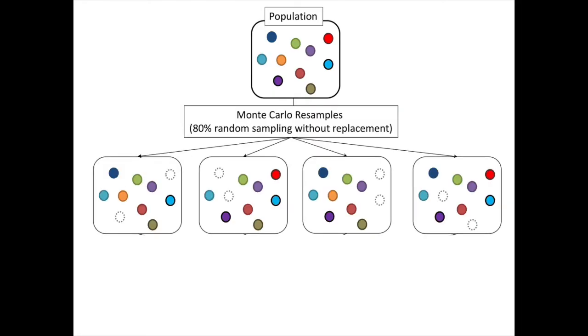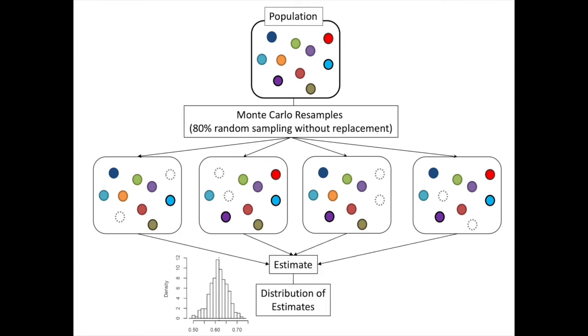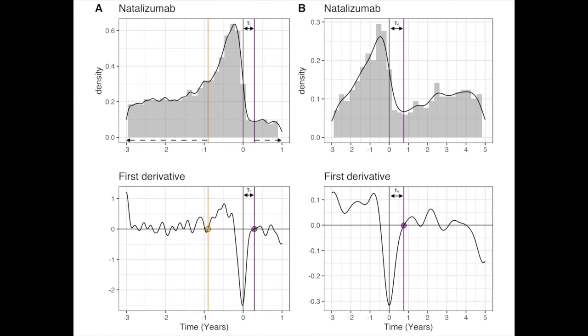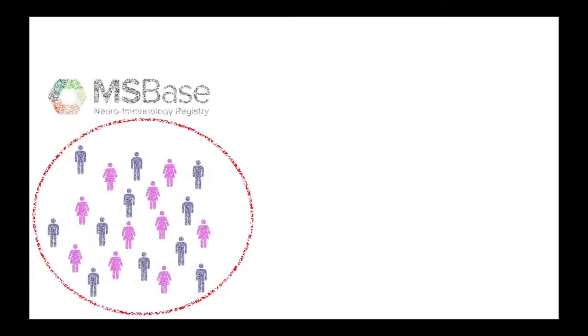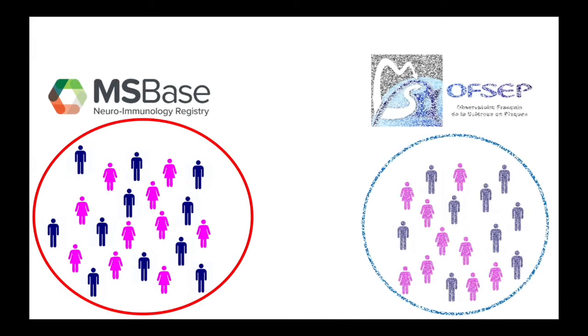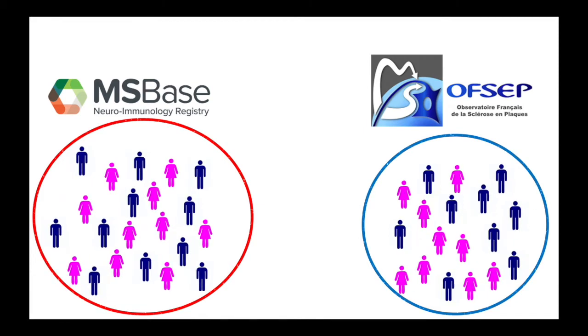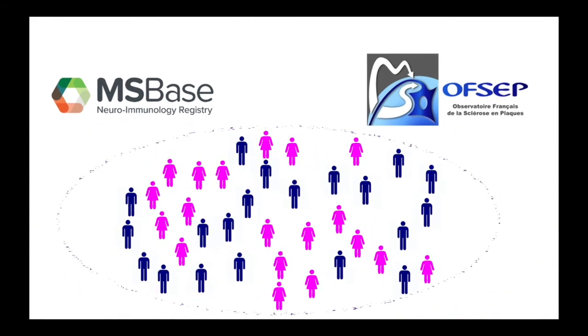By performing Monte Carlo simulations using 80% of the population with 10,000 repetitions, the first local minimum of the first derivative, representing the stabilization in the rate of relapses or disability progression, was identified. This represents the duration of therapeutic lag. This method was initially developed in MSBase and then validated in OFSEP. A merged cohort was subsequently used.